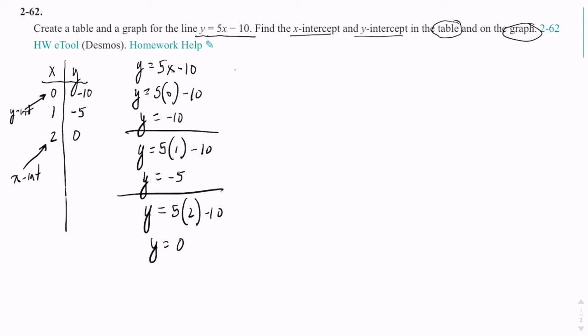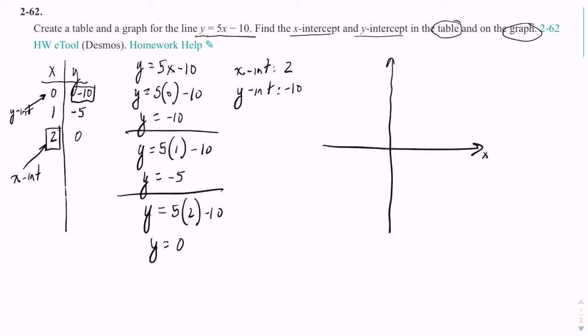So to be able to write it, I would write the x-intercept is right here, 0. Sorry about that. The x-intercept is right here, at 2. And the y-intercept is right here, at negative 10. So now let's graph and see if we find the same results in a graph.